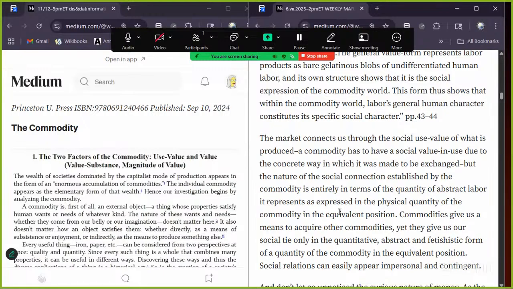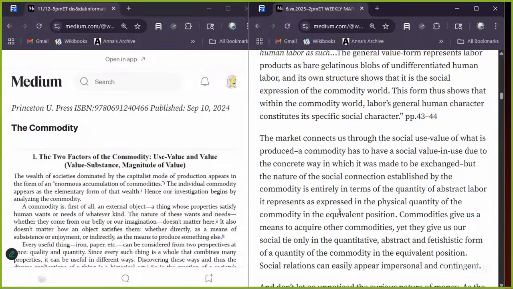A commodity has to have a social value in use due to the concrete way in which it was made to be exchanged. But the nature of the social connection established by the commodity is entirely in terms of the quantity of abstract labor it represents, as expressed in the physical quantity of the commodity in the equivalent position. So this idea of quantity being expressed by something abstract is problematic. But you need to think of it more numerically in that context. Much like we think of the differences between cardinal and ordinal, for example.